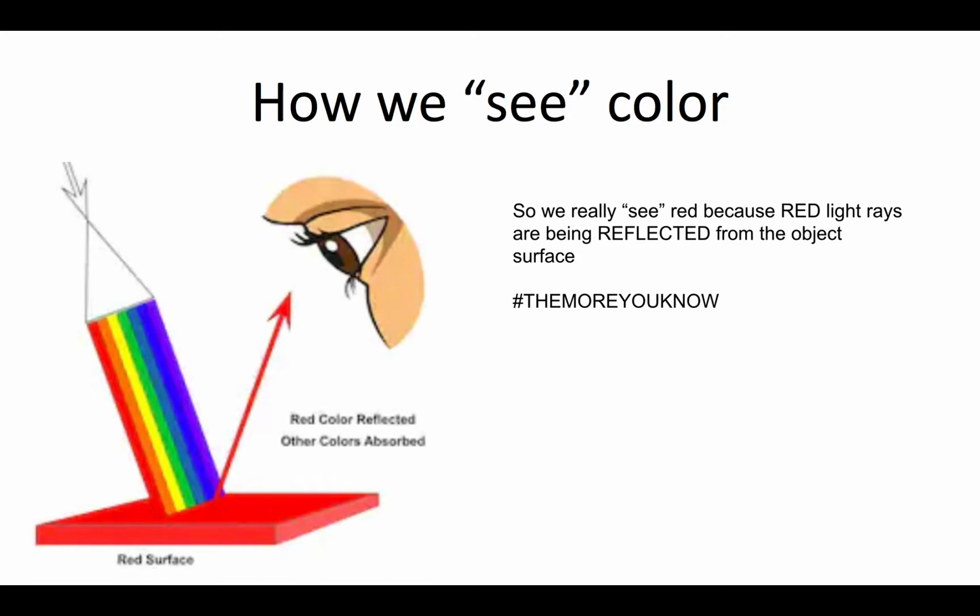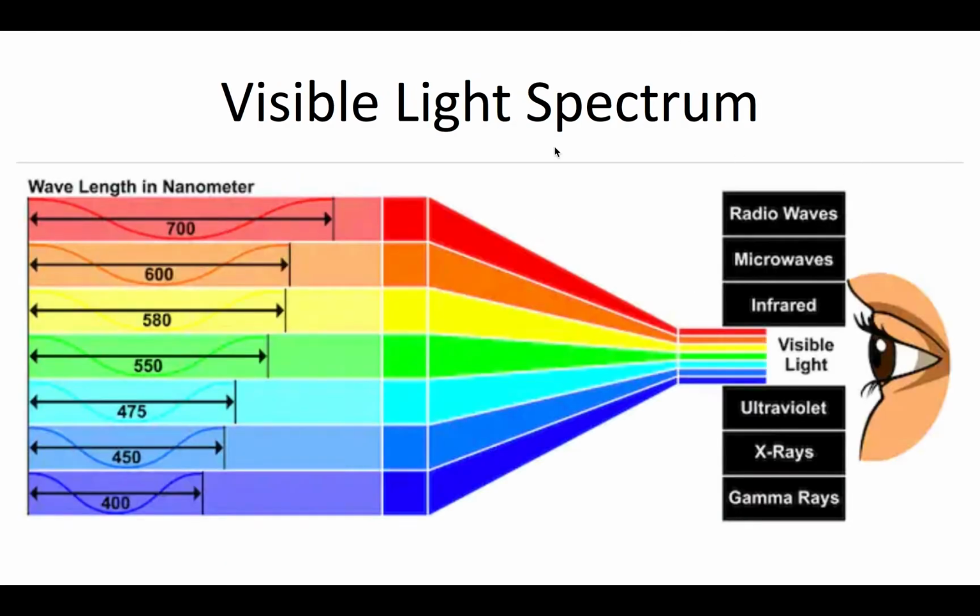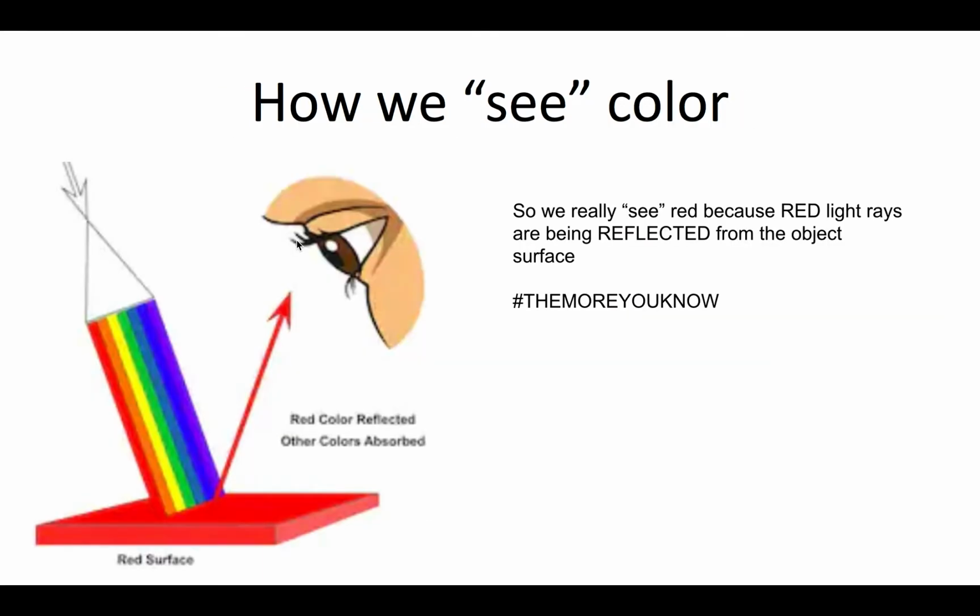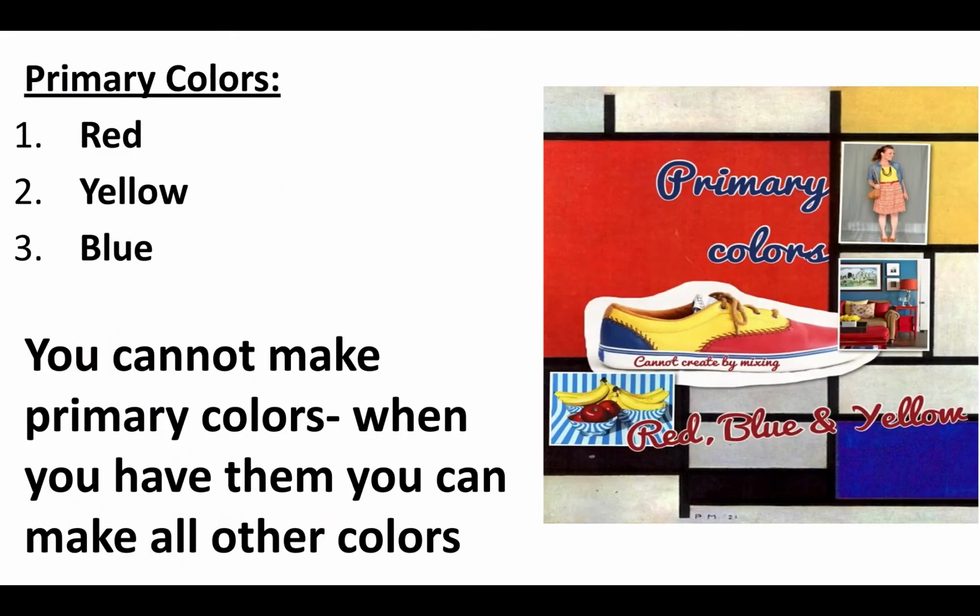So if you see blue, it's reflecting blue light. If you see green, it's reflecting green light. And we know those different light types based on the wavelengths of them. Okay, so hashtag the more you know. That'll be more important in high school when you guys get up there.